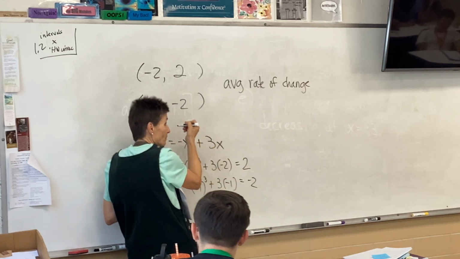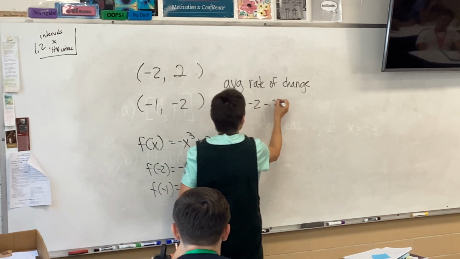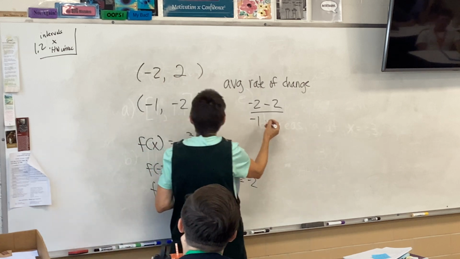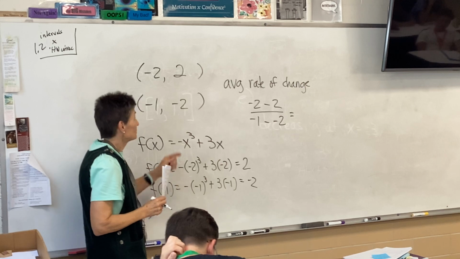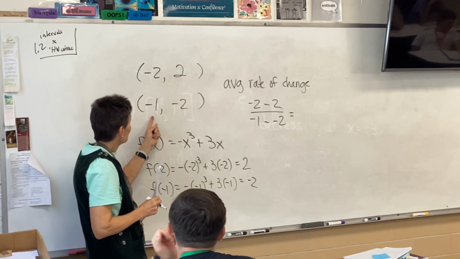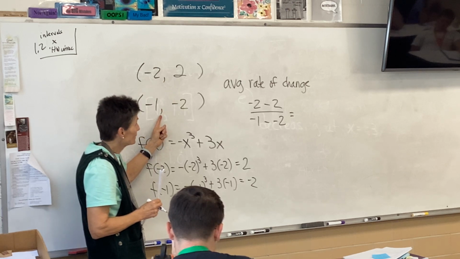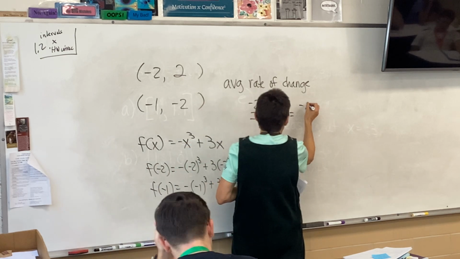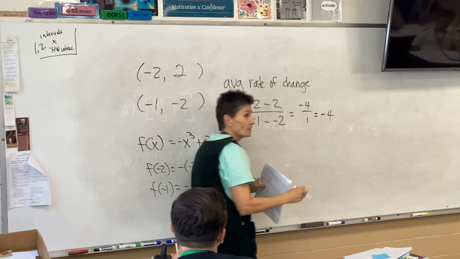And what am I going to do? I'm going to do what I always do. So I'm going to take my y minus my y over my x minus my x. So these are your y's, these are your function values, and these are your x values, right, that were given in the interval. So what do you come up with? -4 over 1. Did you just get -4?